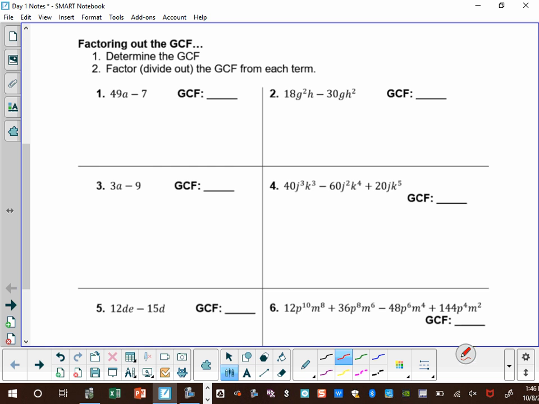So first we find the GCF, and then we're going to factor out, meaning divide the GCF from each term. If you guys look at number 1, you see that my numbers are 49A and my numbers are 7. You guys see that? Okay, so what is in common between 49 and 7? Okay, 7.